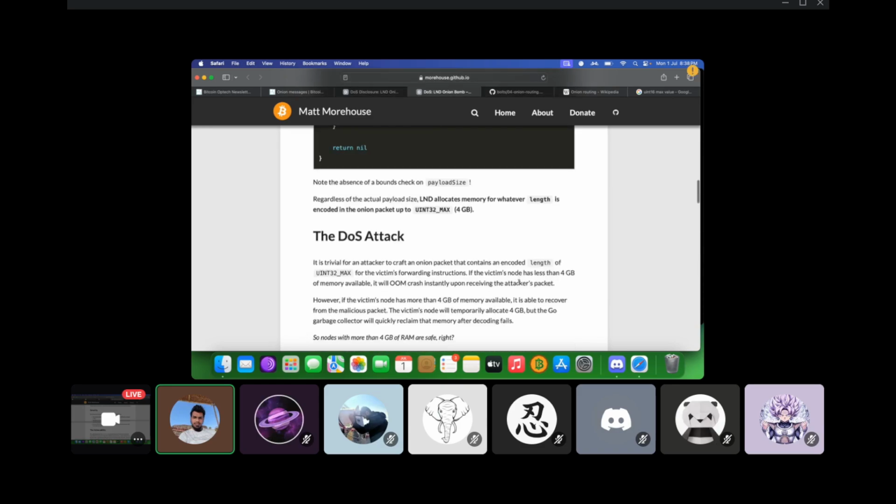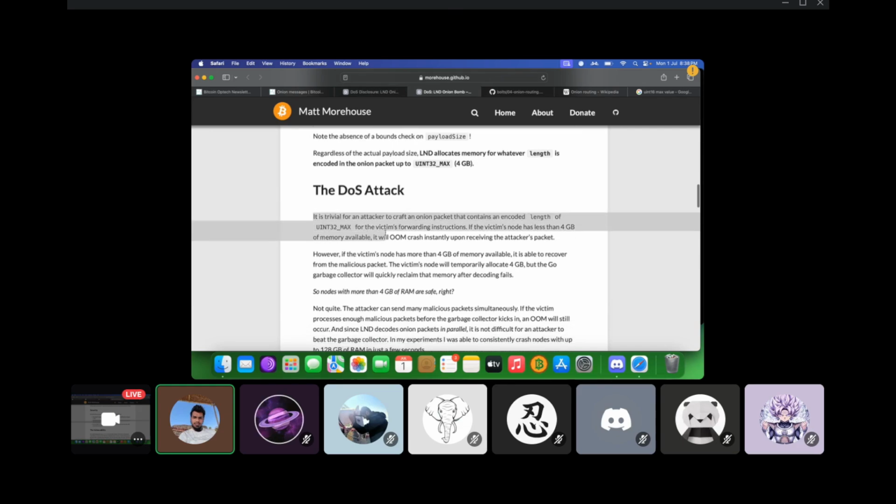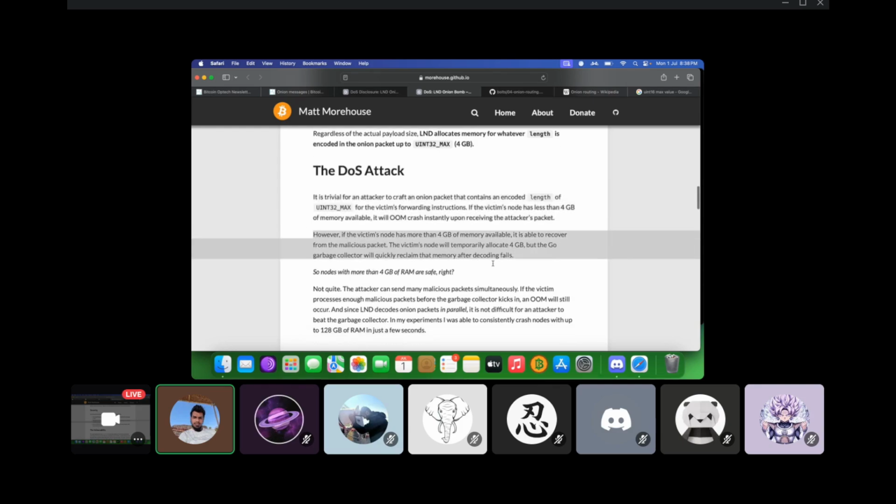Let's just go through the DOS attack once. It is trivial for an attacker to craft an onion packet that contains an encoded length of uint32 max for the victim's forwarding instructions. If the victim's node has less than 4 GB of memory available, it will OOM crash instantly upon receiving the attacker's packet. However, if the victim's node has more than 4 GB of memory available, it is able to recover from the malicious packet. The victim's node will temporarily allocate 4 GB, but the Go garbage collector will quickly reclaim that memory after decoding fails. So nodes with more than 4 GB of RAM are safe, right?